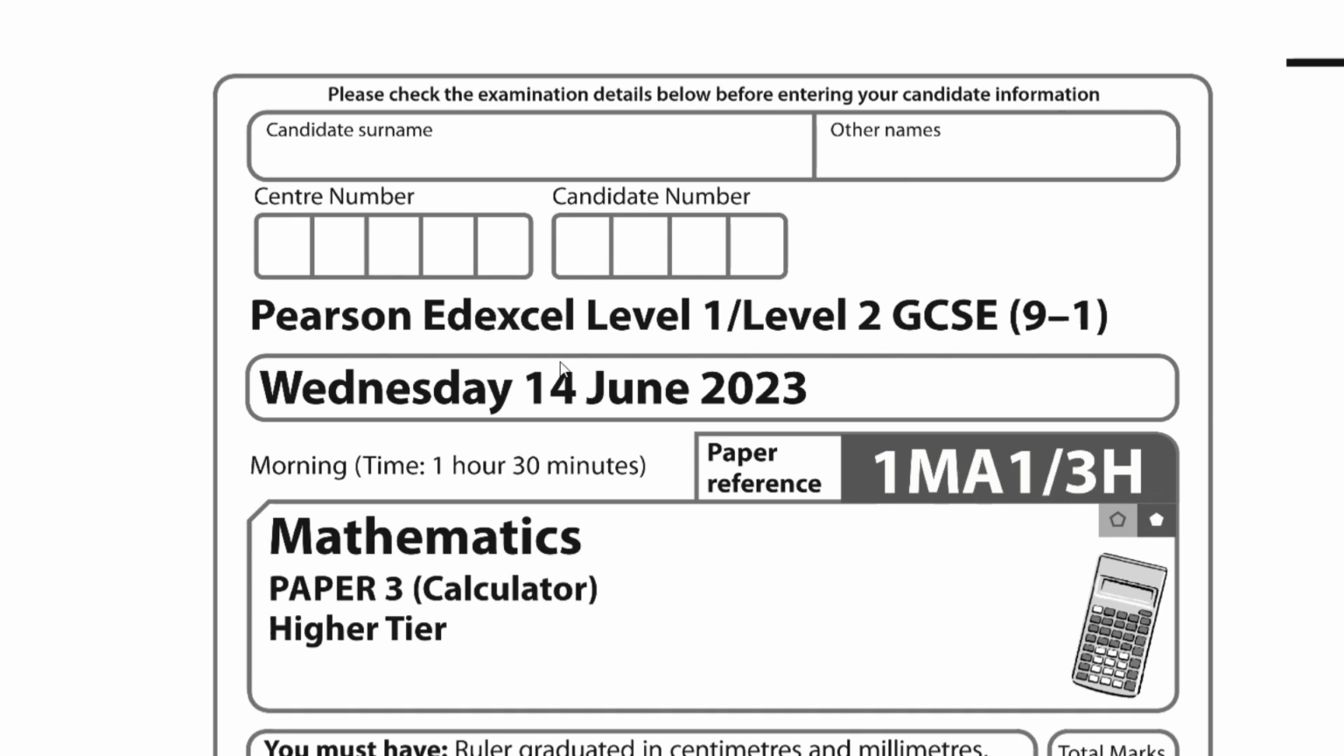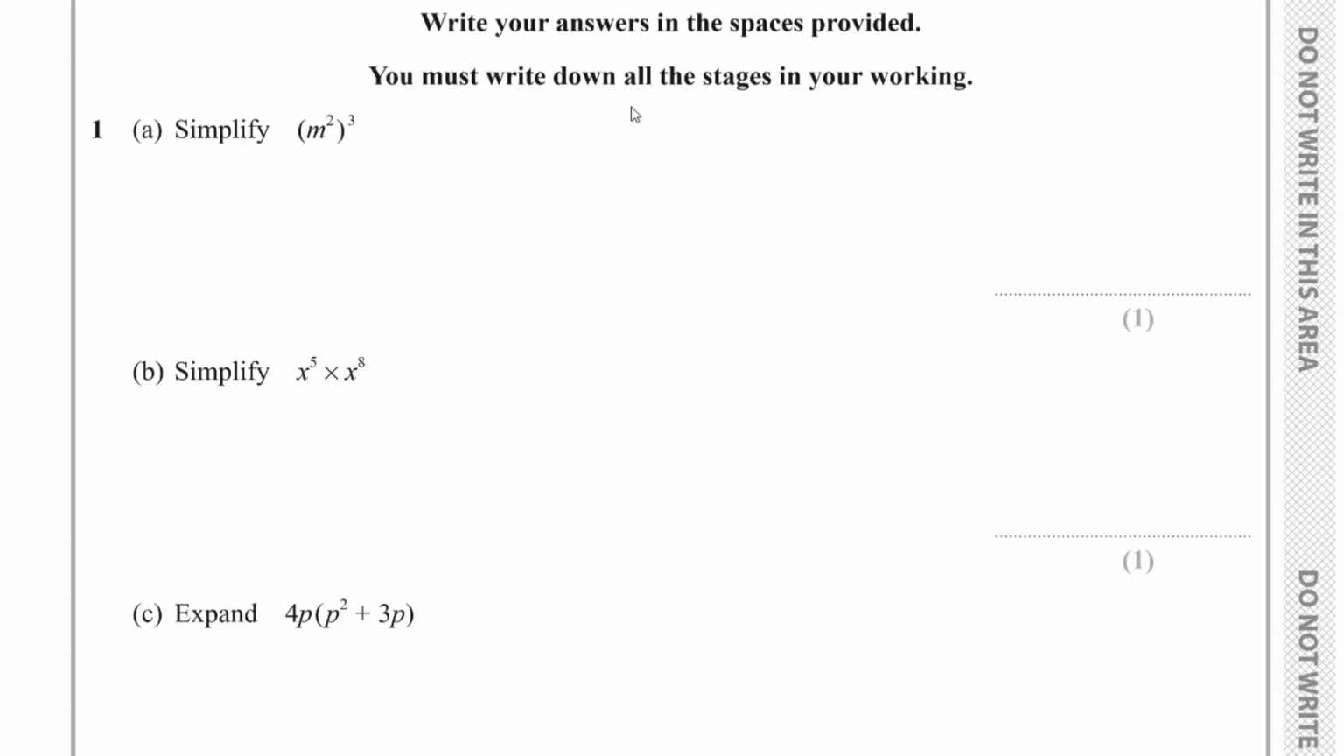This is the Edexcel GCSE 9-1 Maths Paper 3 from the higher papers, and this paper is a calculator paper from the 2023 series. Question number 1. Part A, simplify m squared to the power of 3.